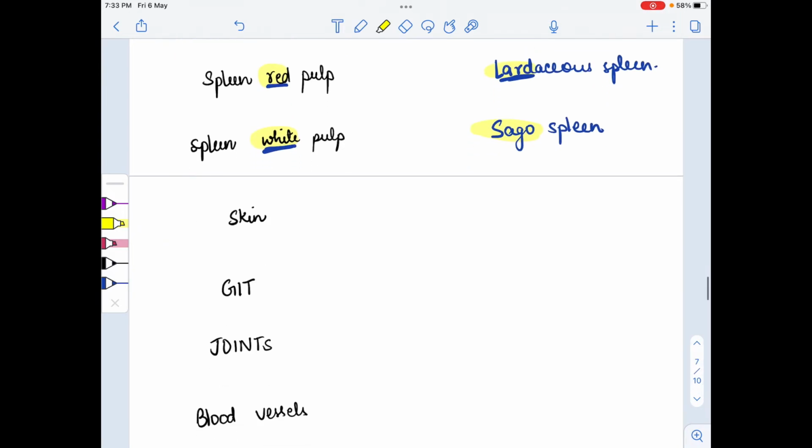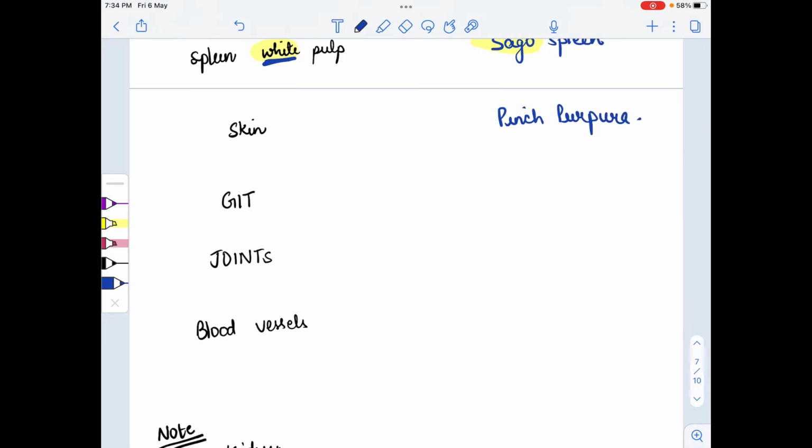While in the skin, when it gets deposited, it looks like pinch purpura. So it presents like pinch purpura. While in the GIT, when it gets deposited, that particular organ becomes enlarged. Please remember, when it is deposited in the GIT, that organ becomes enlarged. So we can see organomegaly.